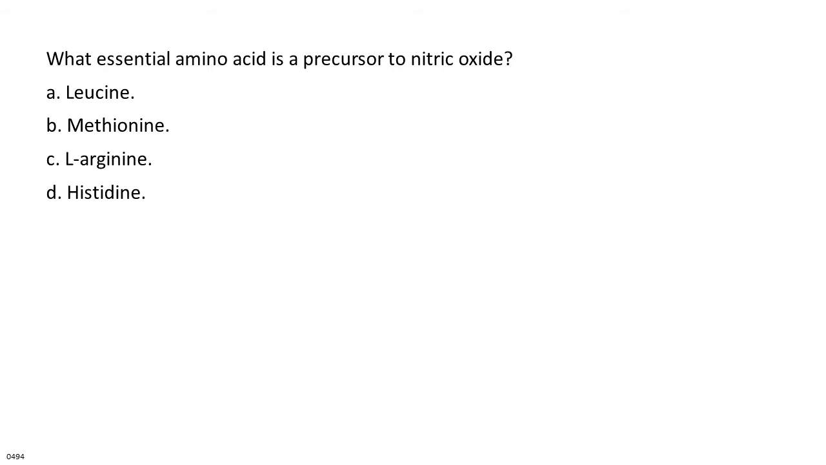What essential amino acid is a precursor to nitric oxide? A. Leucine. B. Methionine. C. L-arginine. D. Histidine.